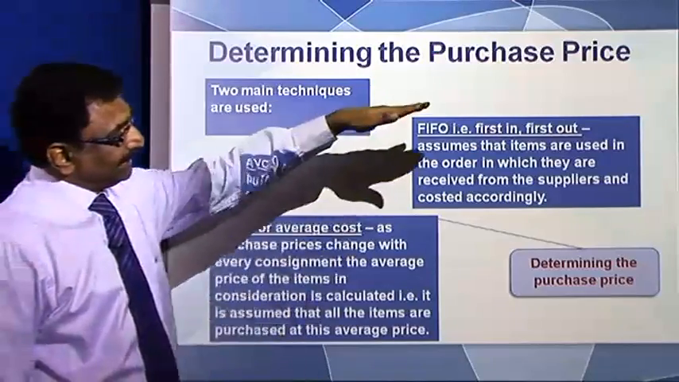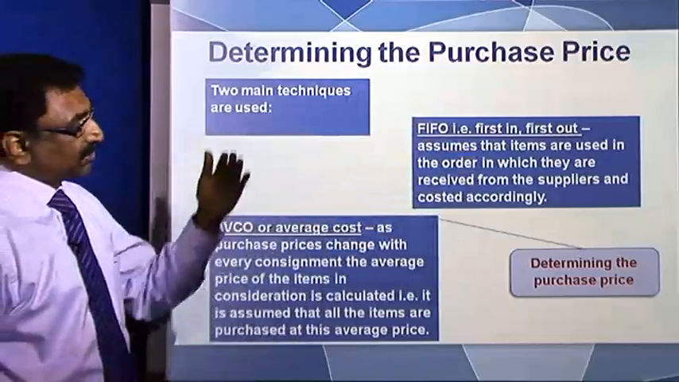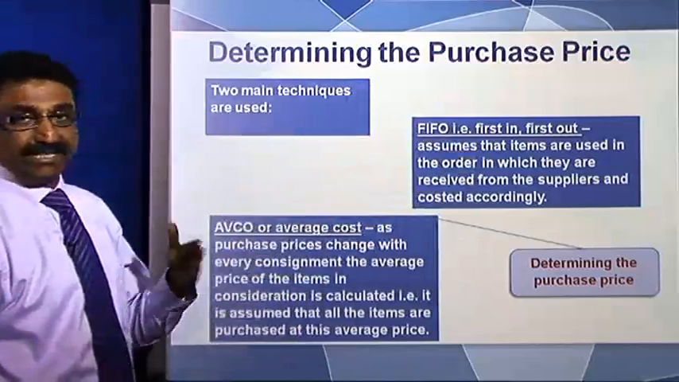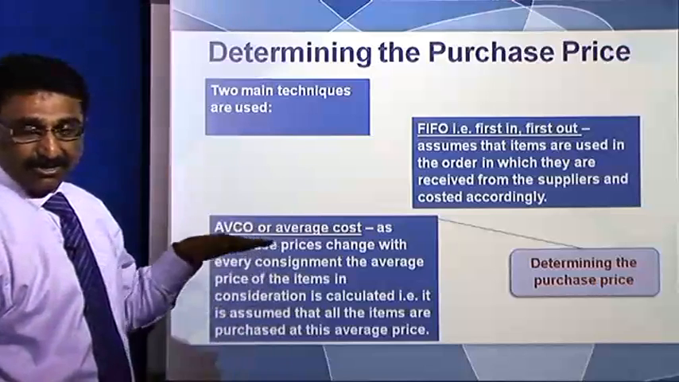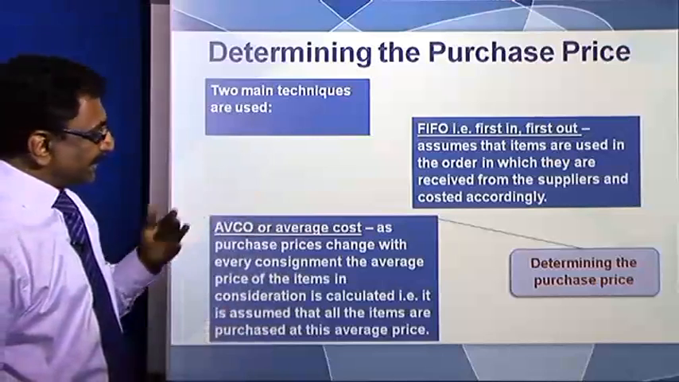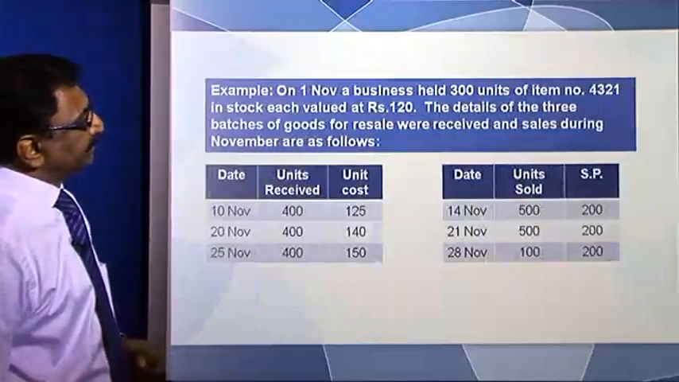So one is in the order it has come from the suppliers, it is issued, so that the price is taken in that manner. Otherwise, every time a new supply comes in, the average cost is recalculated and the issue is done at that price. Let us take an example and understand this even better.